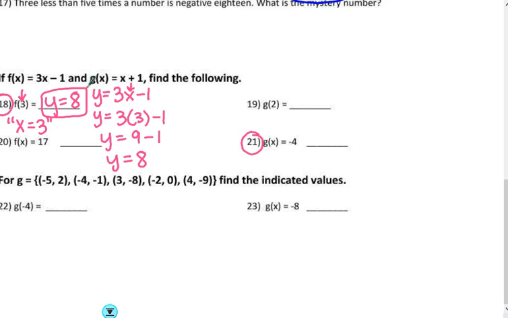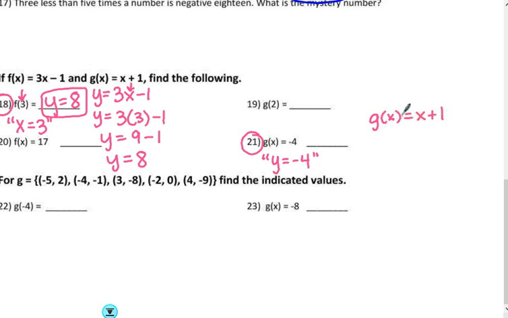So remember, they either give you an x value and you solve for y, or they give you a y value and you solve for x. Like here on number 21, this is giving me g of x equals negative 4. Remember, that's like saying y equals negative 4. Find the other piece. They gave me the y value, so I'm going to solve for the x value. I'm going to plug that in, and remember, if it's on the outside, we plug it into the outside of our equation. I have g of x equals x plus 1.